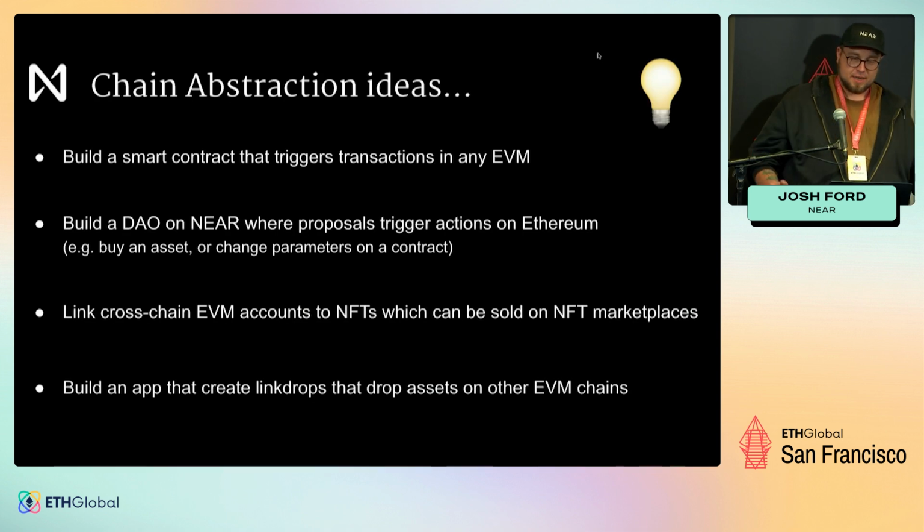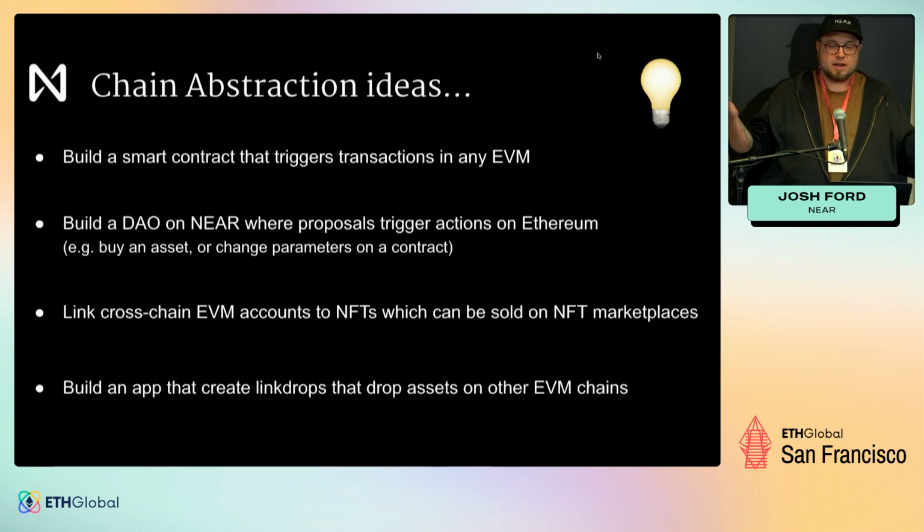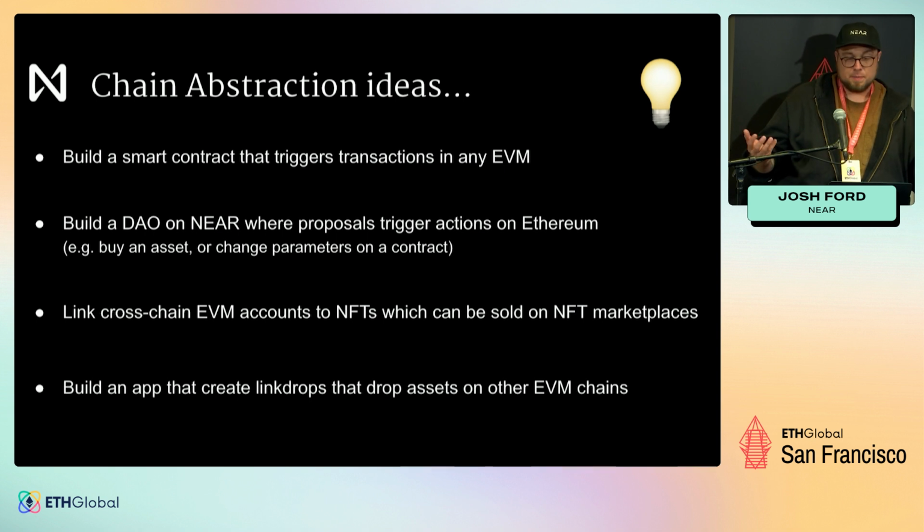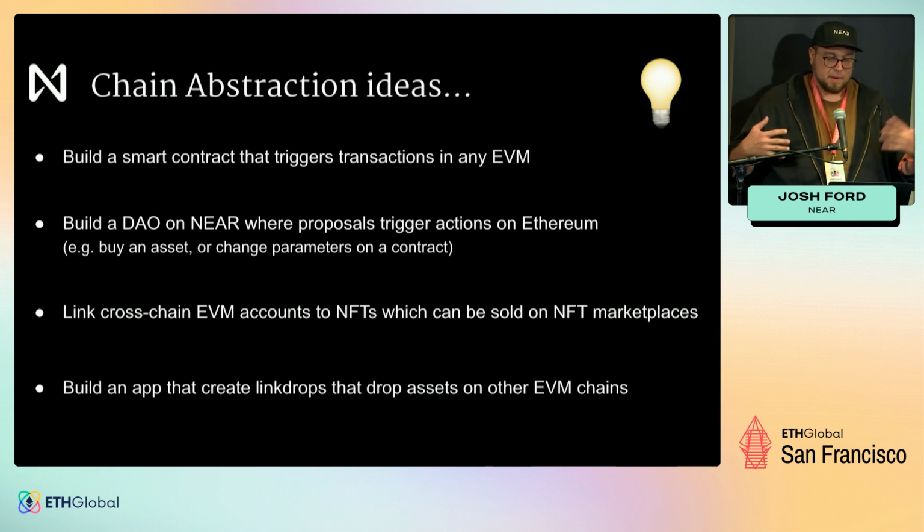So yeah, chain abstraction ideas. What could you do with this? Well, you could build a smart contract that triggers transactions in any EVM. I could build a DAO on NEAR, and then proposals, or maybe something happens, could trigger an action on Ethereum. You could buy an asset or change parameters on a contract.